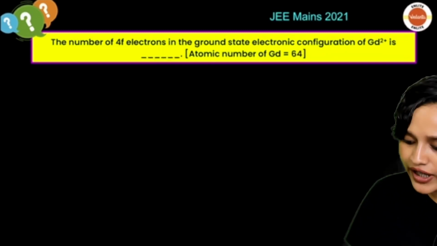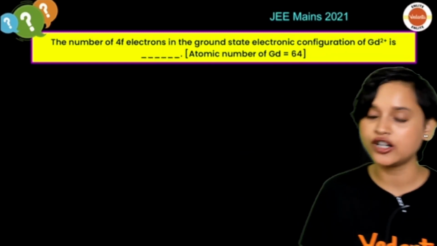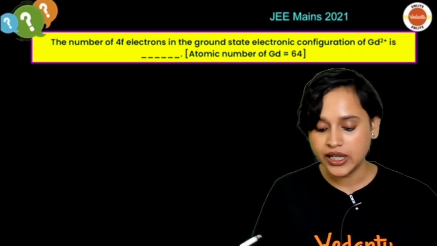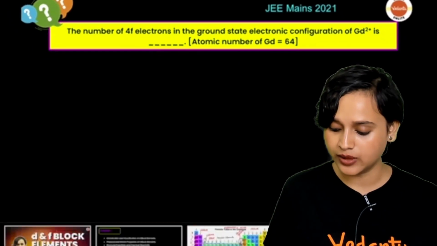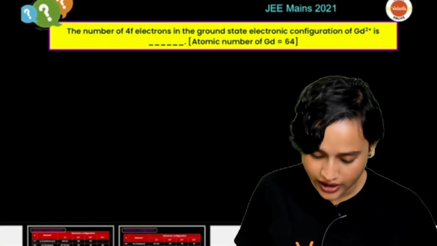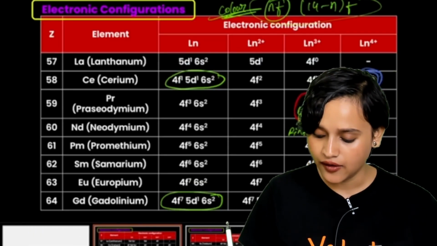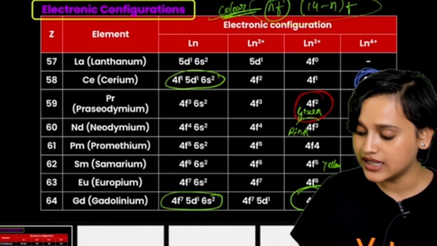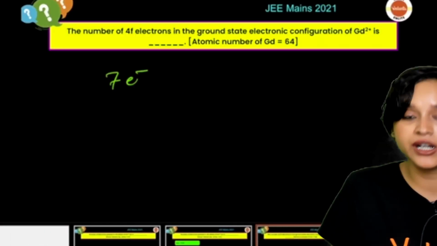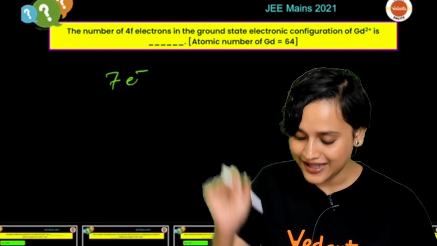Okay. Moving on. Now, the number of 4f electrons in the ground state electronic configuration of Gd2+. How many are there? Check it out, everybody. Gd2+ we are talking about. Yes, Gd is gadolinium. Gadolinium will be here. Gd2+ has 4f7. So that means we will write here 7 electrons, everybody. Got my point? Yes. Next question, everyone.